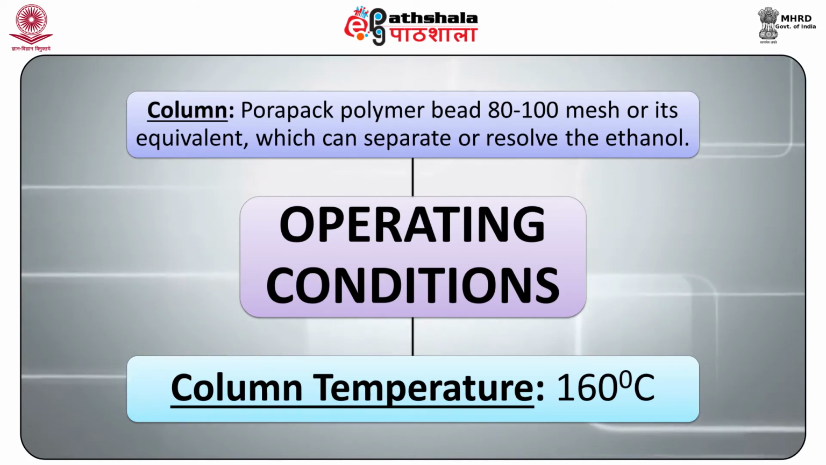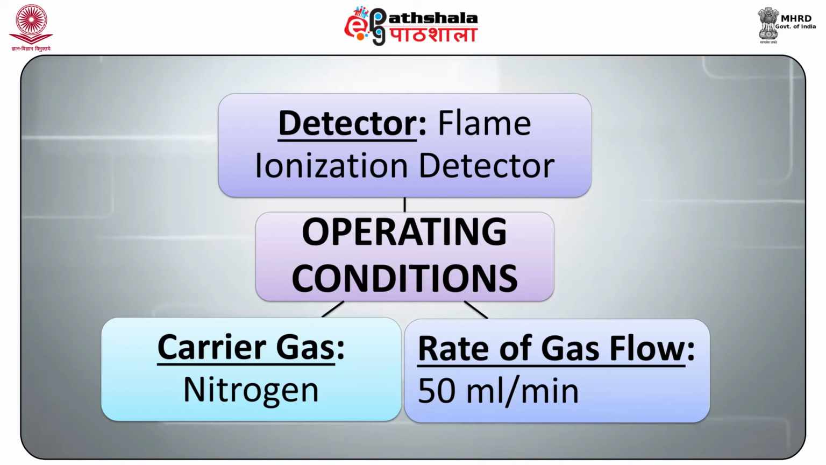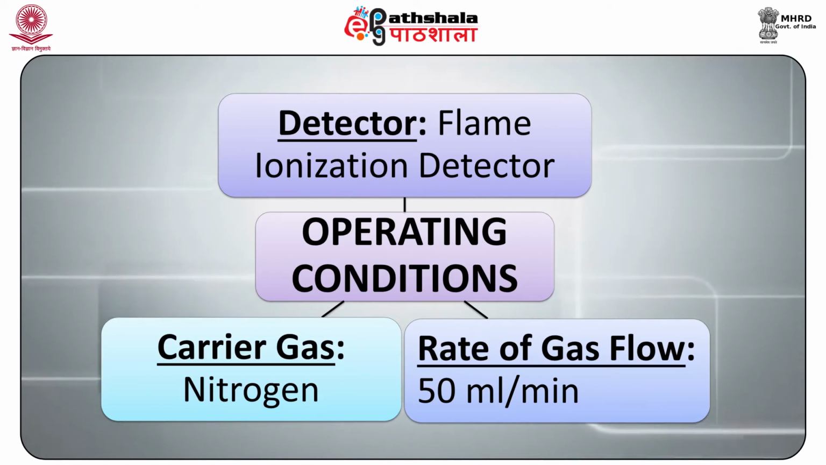Column temperature should be 160 degrees centigrade. Carrier gas used is nitrogen. Rate of gas flow is 50 ml per minute, and the detector used is flame ionization detector or the FID.